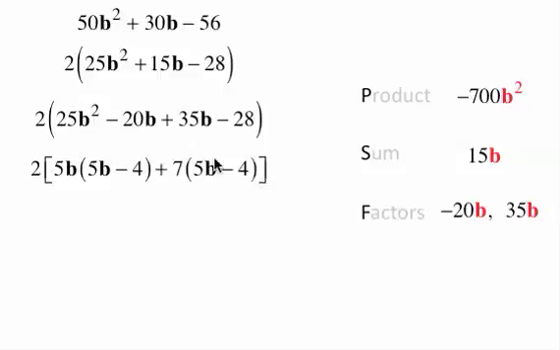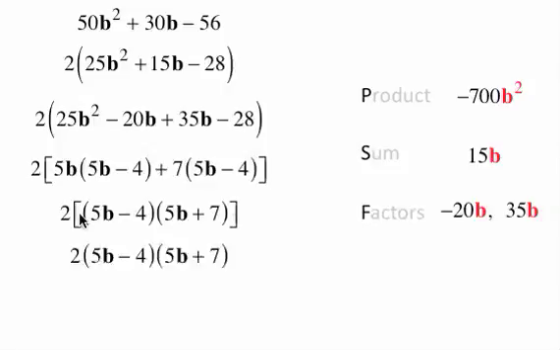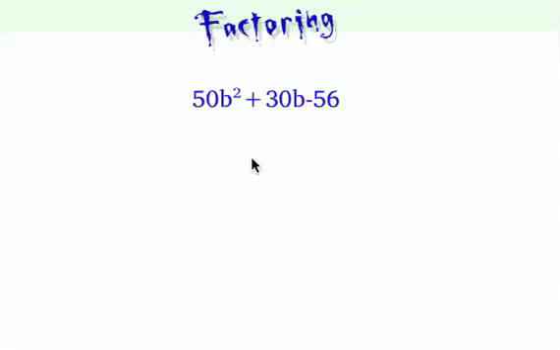And remember, these two brackets have to be the same. If they're not the same, then you've made an error. Okay, so 5b minus 4, 5b minus 4 is the same. So we're going to factor out the 5b minus 4, and we're going to be left with 5b plus 7. Okay, and there it is, 5b minus 4, 5b plus 7. These square brackets, we don't need them anymore, so we can get rid of them. And that's our answer. So we go back into the program, and we put our answer.